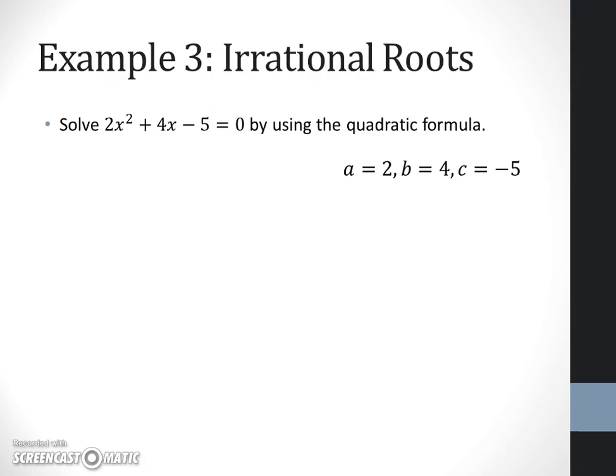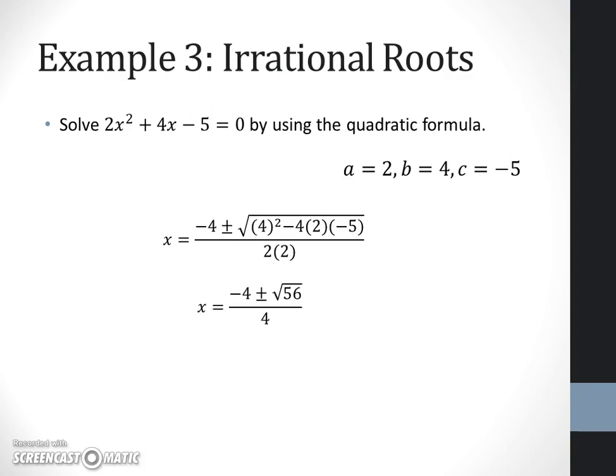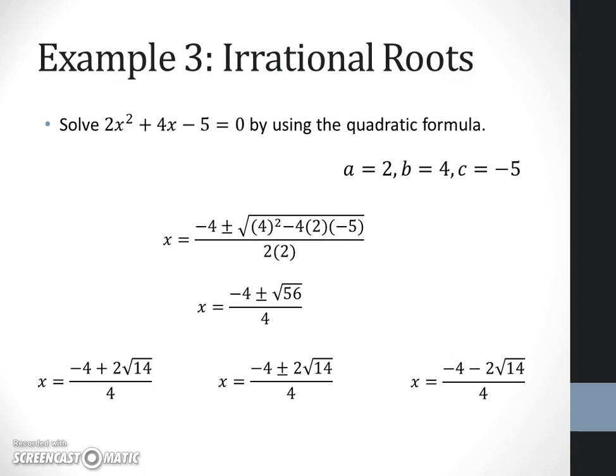Irrational roots. Here a is 2, b is 4, c is negative 5. So when we substitute in, we can simplify. 4 squared minus 4 times 2 times negative 5 is 56. This is negative 4 plus or minus the square root of 56 over 4. The square root of 56 simplifies down to 2 square root of 14. And then we notice negative 4, 2, and 4 all divide by 2, so we can simplify the fraction. We get negative 2 plus square root of 14 over 2, and negative 2 minus the square root of 14 over 2.